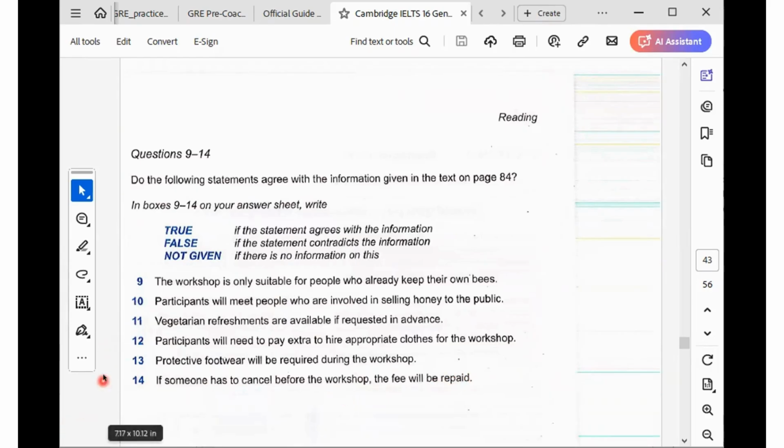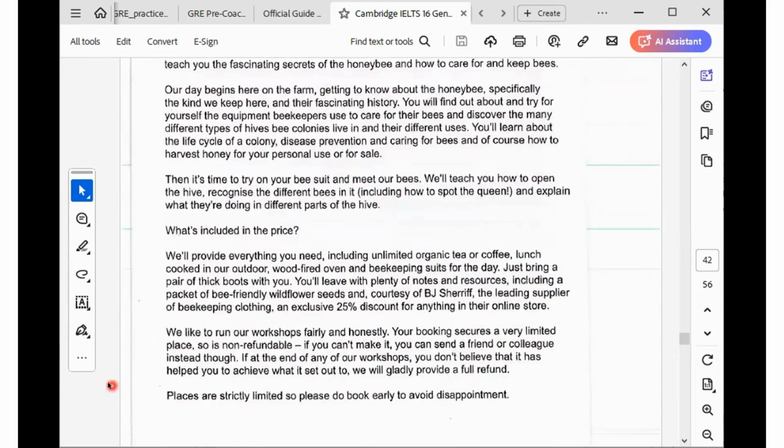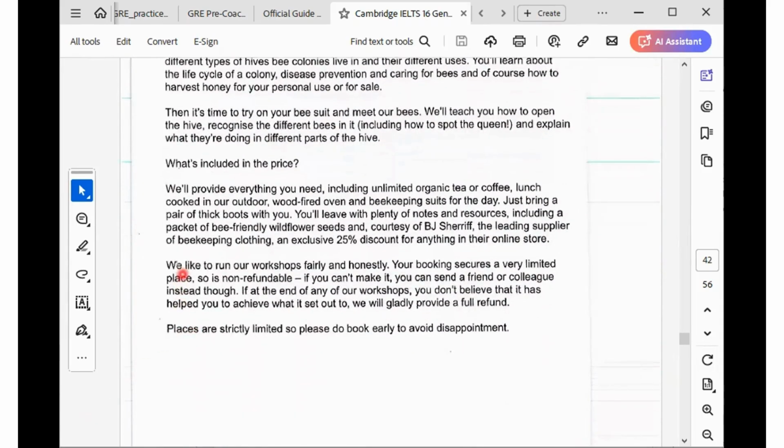Cancel and repaid are my keywords here. So I'll go back to the passage. Let me see. We like to run our workshop fairly and honestly. Your booking secures a very limited place, so it is non-refundable. Non-refundable. Can you see that?